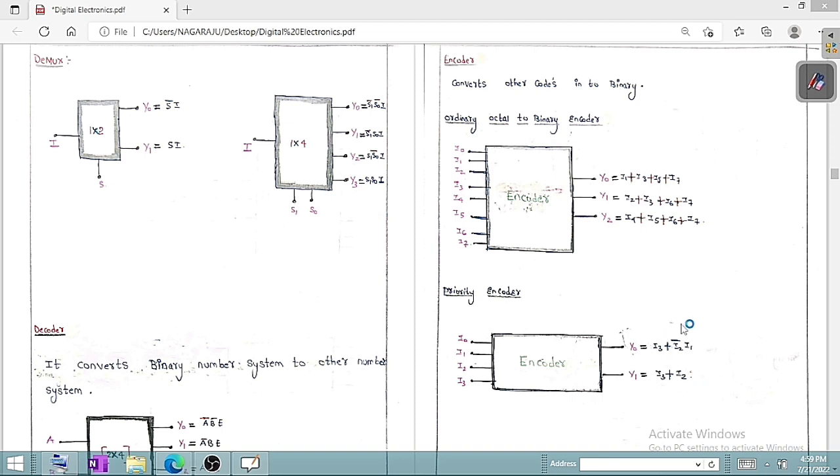So if we solve this Karnaugh map expression, we are going to get y0 is equal to I3 plus I2 bar I1, and y1 is equal to I3 plus I2. So this is a priority encoder. Suppose 2 and 3 are activated at a certain time, 3 has high priority, so its binary output is going to be displayed. So finally I can say that an encoder converts any other number system to the binary number system, and a decoder converts the binary number system to any other number system.